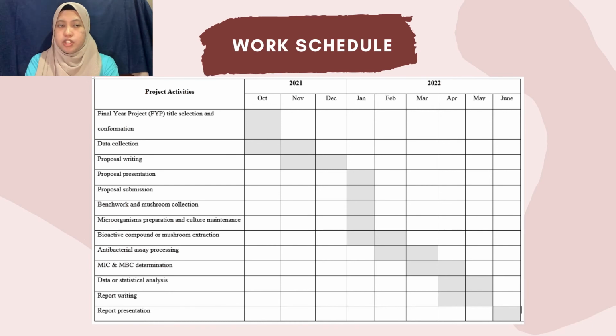This is my work schedule. I started to choose my FYP title and confirm it in October 2021. I proceeded with data collection in October and November. Then I started my proposal writing in November and December. I presented my FYP proposal and submitted it in January 2022. I will start my FYP 2 and do all the lab work from the middle of January until May. Report writing and report presentation will be held in April to June.